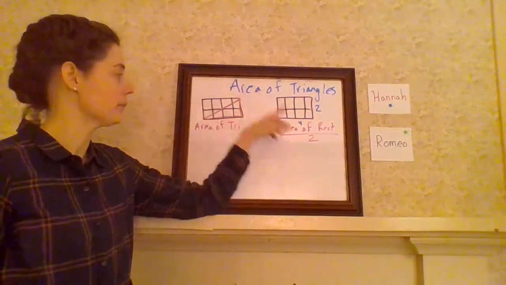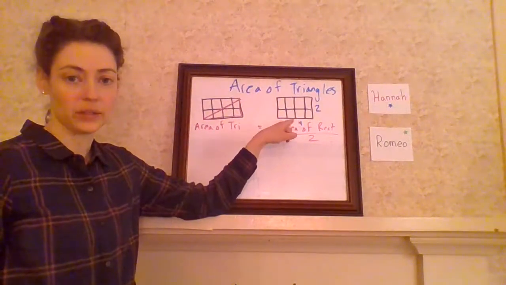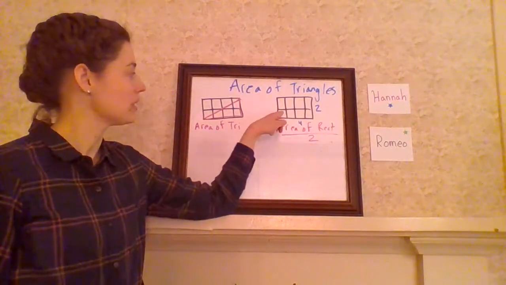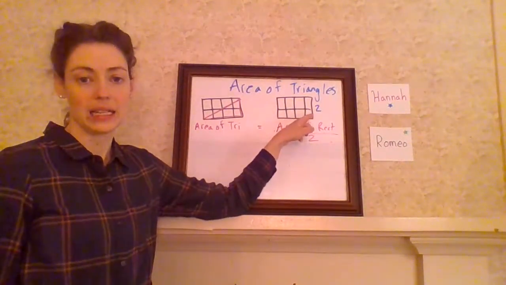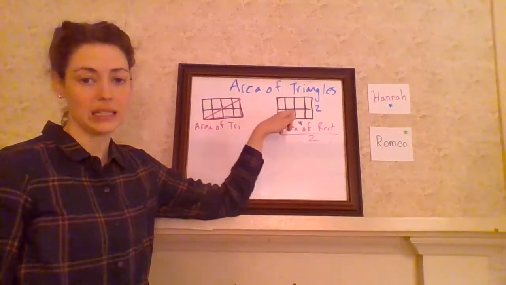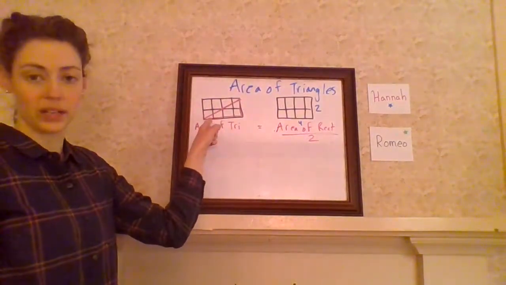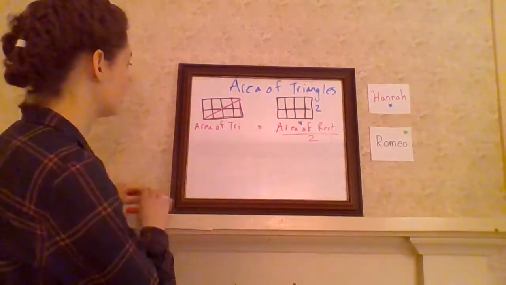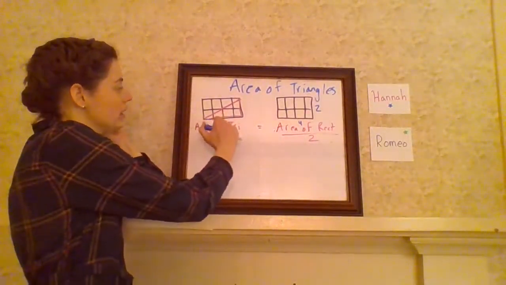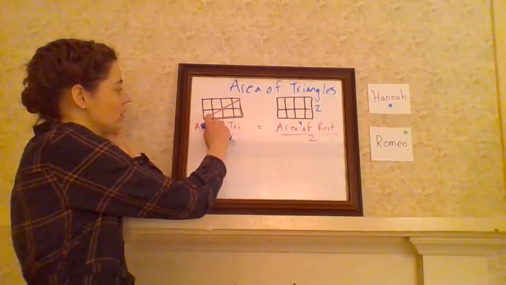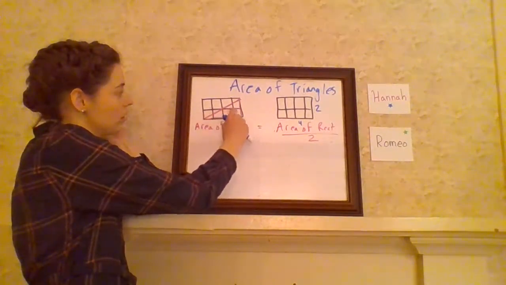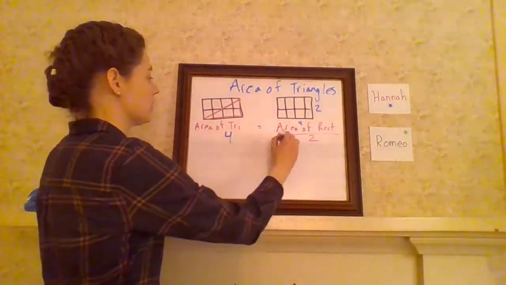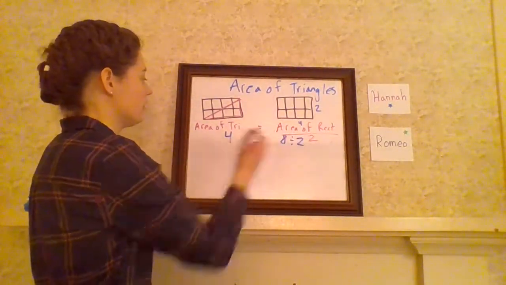The area of a rectangle is length times width, so 4 times 2, which is 8. And we can see that there's 2, 4, 6, 8 blocks in there, so the area is 8 blocks. And so the area of the triangle would be half of that, which is 4. If you look at this, you can see that it takes up 1, 2, 3, 4 blocks. So 8 divided by 2 is 4.